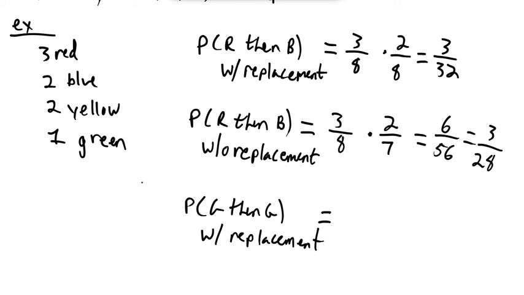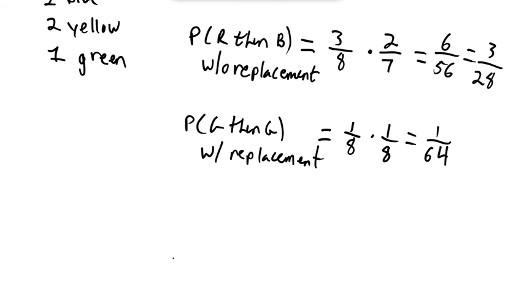Okay, what about the probability of pulling a green then a green with replacement? So the probability of pulling a green then a green, well, the first time we have a 1 in 8 chance of getting it. Then the second time we have a 1 in 8 chance of getting it. Right? We put it back, we pulled it again, so we're going to have a 1 in 64 chance of pulling that.